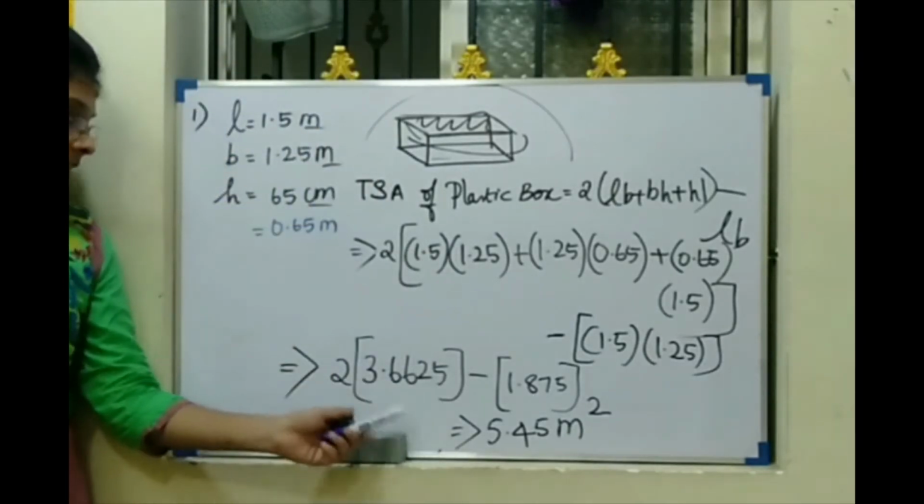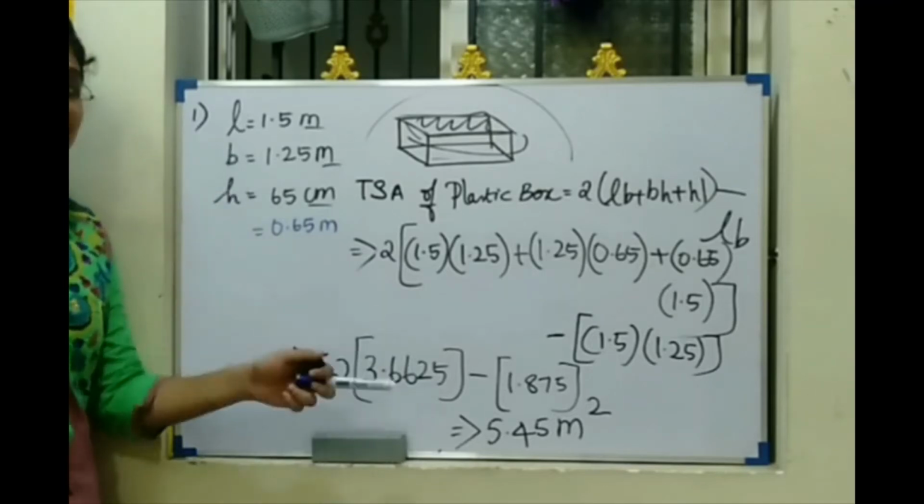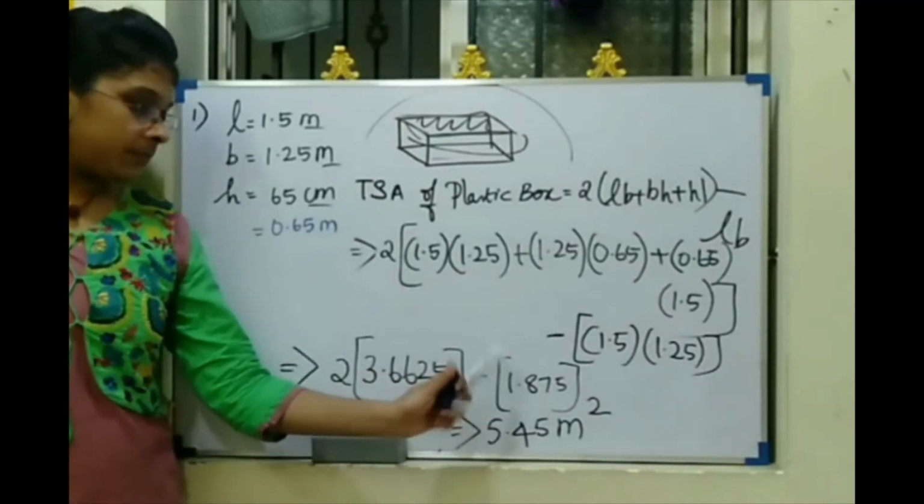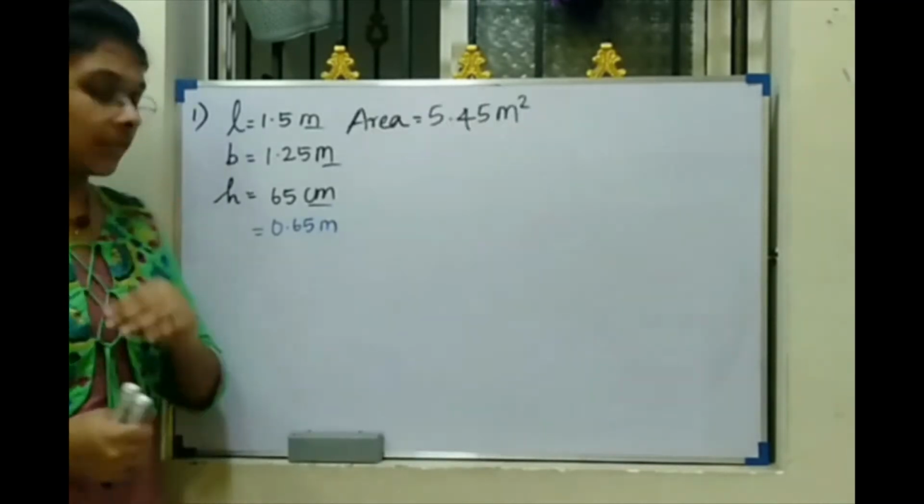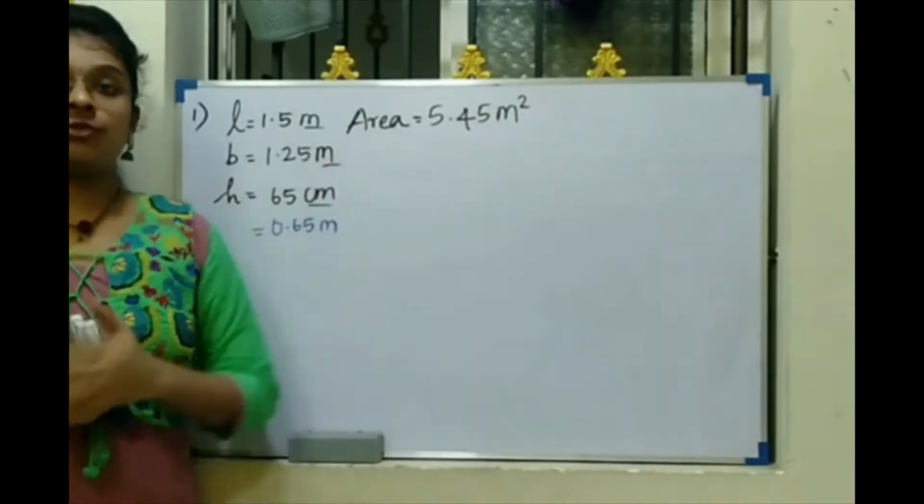If we solve this, we will get 5.45 meters square. Therefore, the area of the plastic box is equal to 5.45 meters square. Now we know the area of the plastic box, right? That is 5.45 meters square.